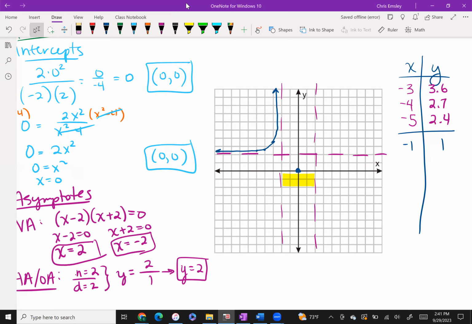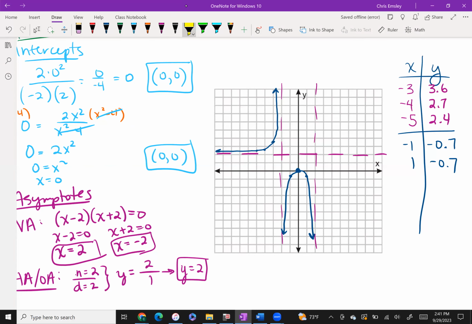Oops, I wrote my one in the wrong place. Here. So -0.7 if we round to one decimal place. So -1, -0.7, +1, -0.7. What we get going on in here is kind of a little mini parabola inside those asymptotes.